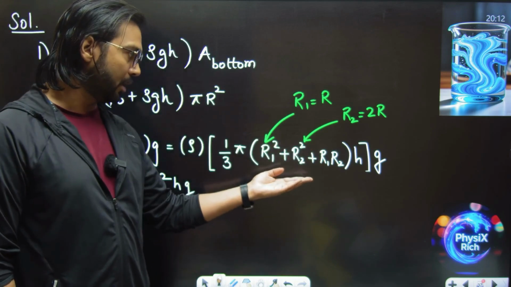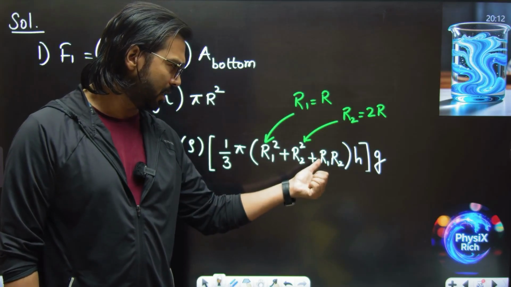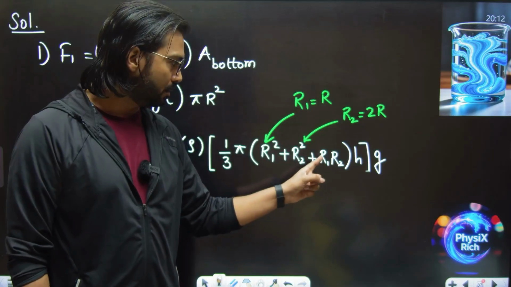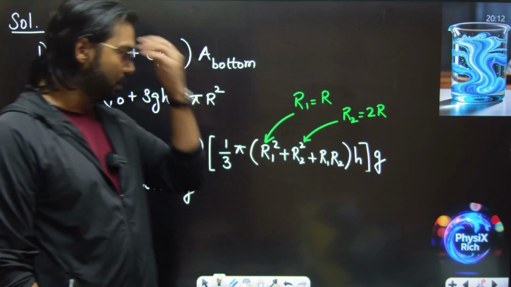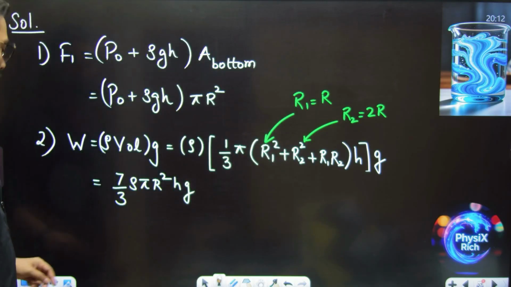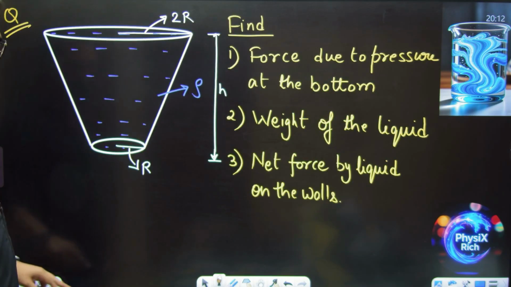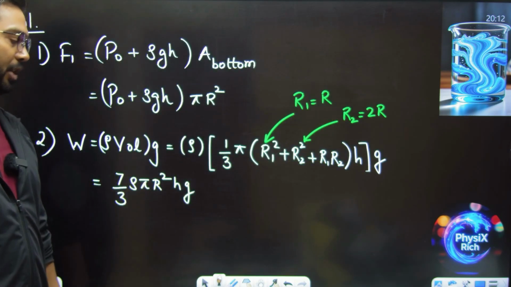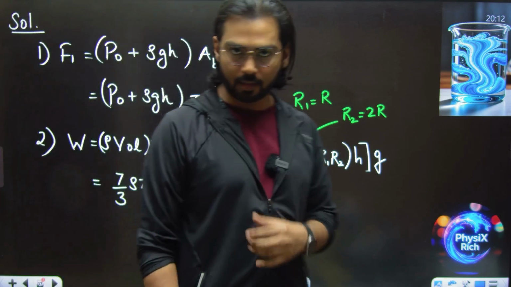This formula is very similar to the formula of (a plus b) whole squared, except here the 2 is missing. Okay, it's pretty much the same, but the 2 is missing. So it's just r1 squared plus r2 squared plus r1 r2. And h is the height. Now you can just put the values of r1 and r2. They are given to you as r and 2r. And when you put them, you get 7 by 3 rho pi r squared hg. Now this is the weight of the liquid which is acting downwards.